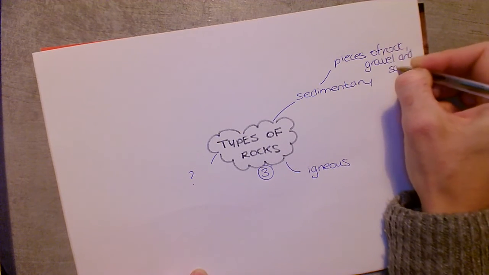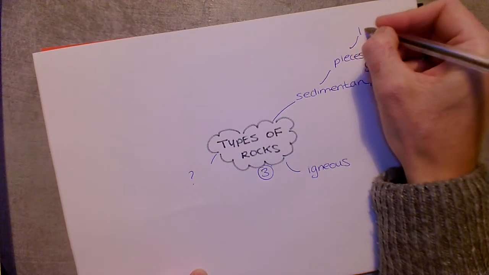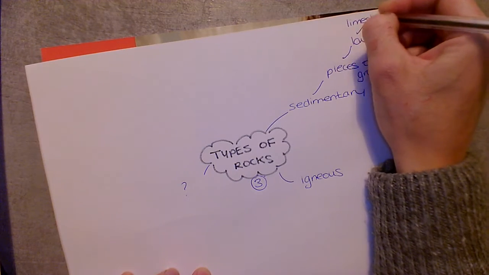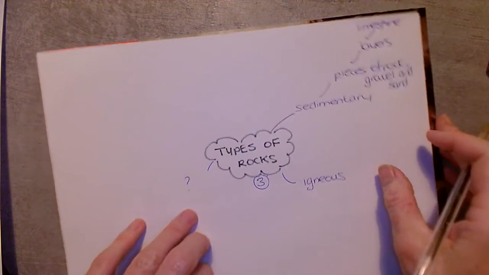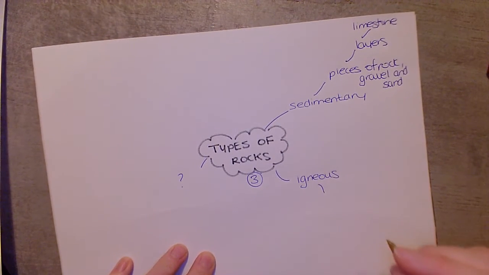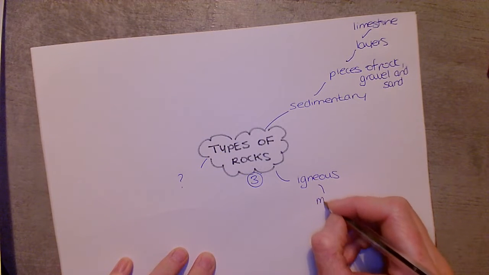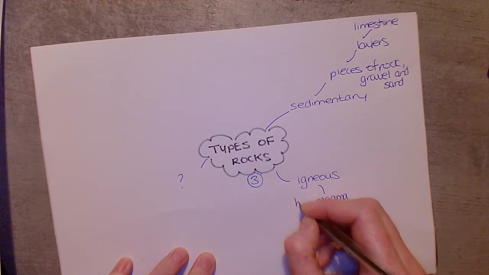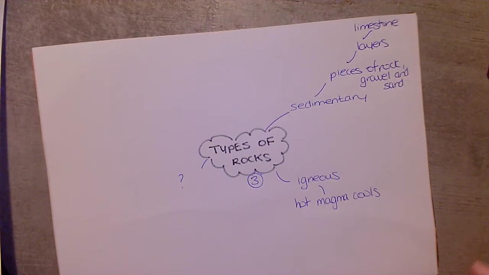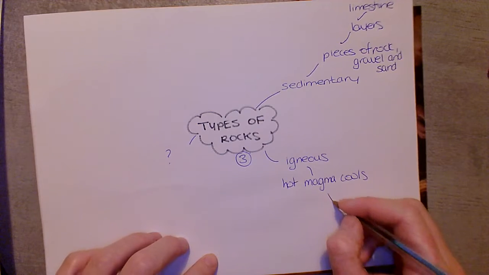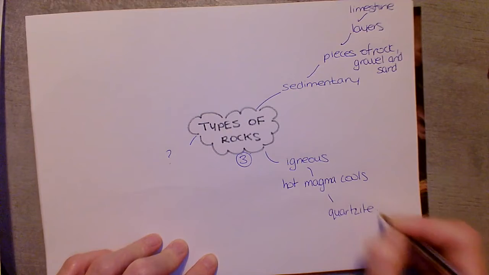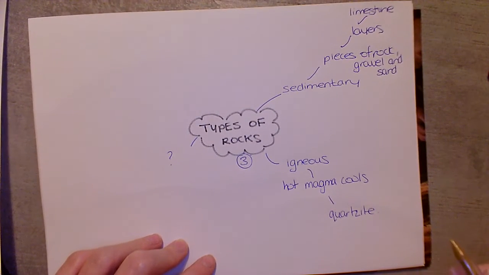And what else can I remember about it? Oh, I know it's got to do with layers. And an example is limestone. And what else can I think about? For the moment, nothing. And igneous, I know it's got to do with heat, so I think it's something linked to magma, and actually hot magma, and the hot magma cools. I'm just talking you through my thought process. And an example might be quartzite, I think. And I still can't remember the third type.